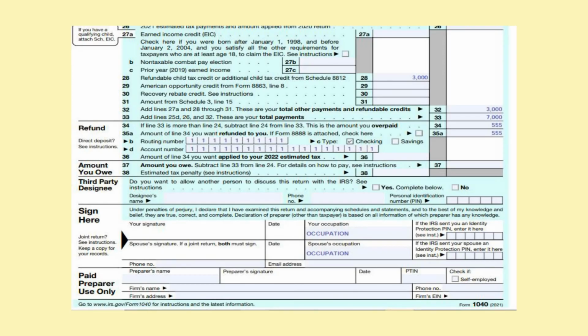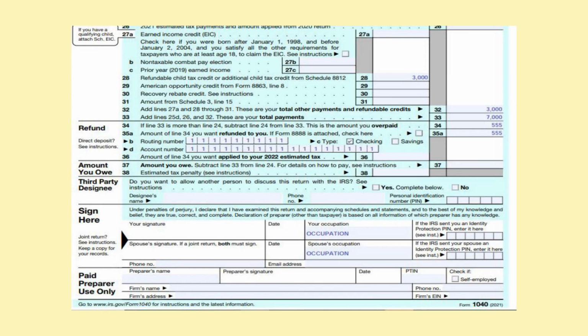The American Opportunity Credit on line 29 is part of the education credit, and since you are not in school, this will be left blank. On line 30 is the Recovery Rebate credit. You may be due this if you did not receive the full amount of your economic impact payment.